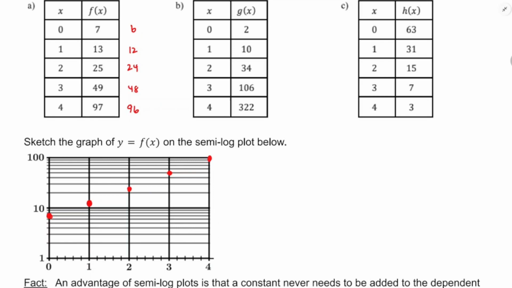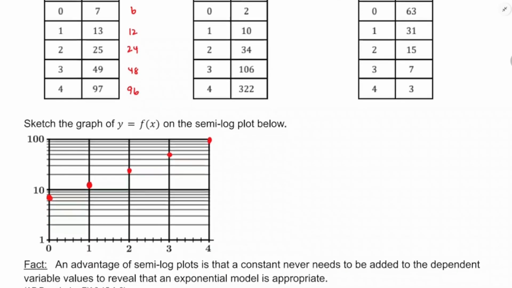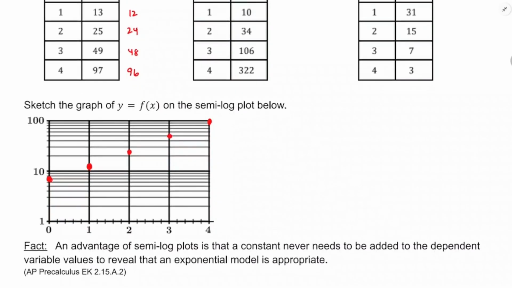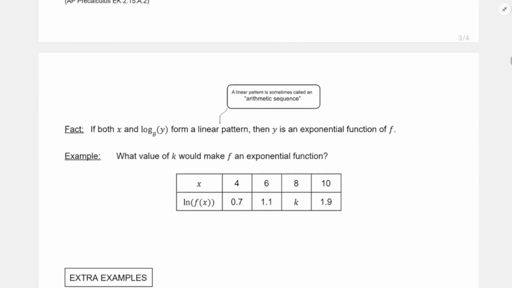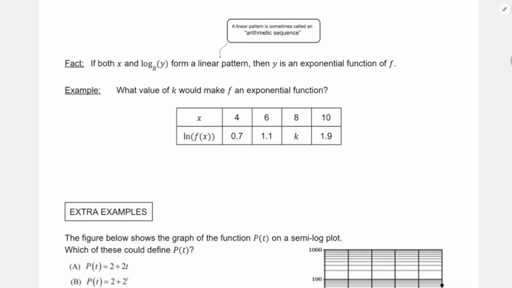And look, the data are still forming a linear pattern. And you can see that fact kind of peeking out from the bottom. One advantage of semi-log plots is that a constant never needs to be added to the dependent variable values to reveal that an exponential model is appropriate. Not all that often are we presented with a semi-log plot to sketch on and see if the points line up, right? But I just did want to show you that because it's essential knowledge. They determined it was essential for you to know that, so I want you to know it.